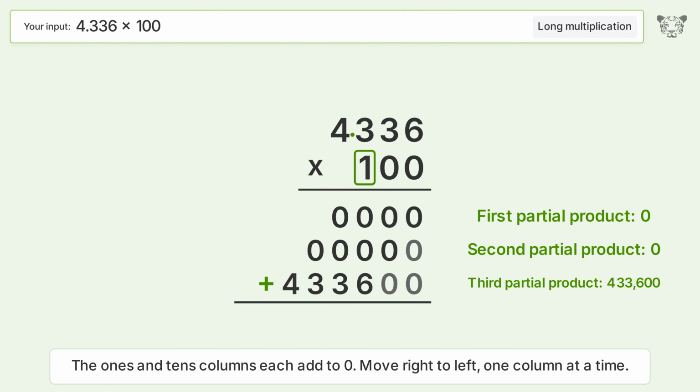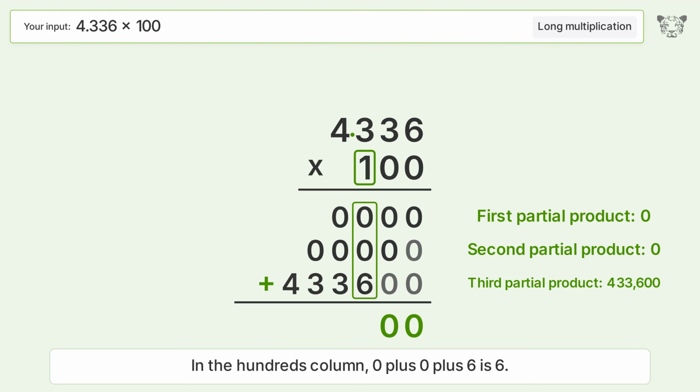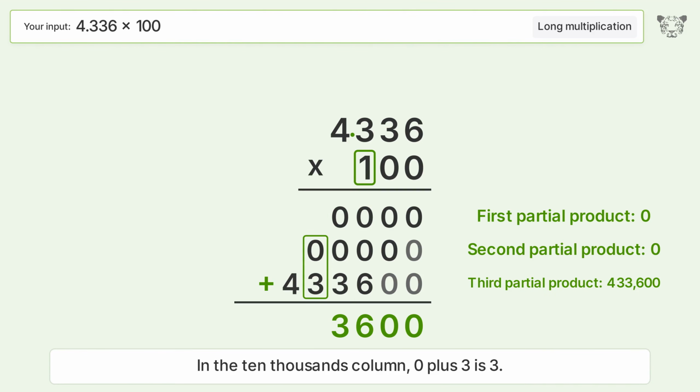Now add the partial products, working from right to left. The ones and tens columns each add to 0. Move right to left, one column at a time. In the hundreds column, 0 plus 0 plus 6 is 6. In the thousands column, 0 plus 0 plus 3 is 3. In the 10,000s column, 0 plus 3 is 3. In the 100,000s column, bring down 4. The product of the whole numbers is 433,600.